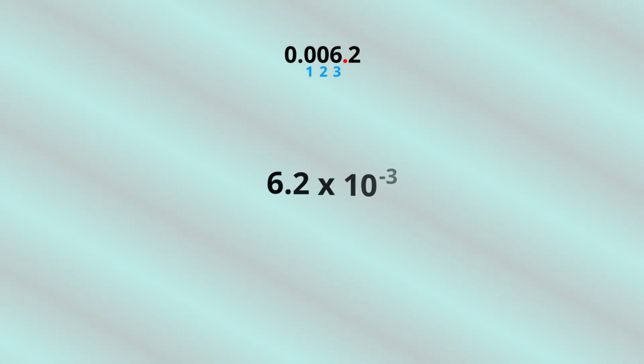Let's do another example. If we have 0.0062, then of course, you're so smart, you know that I've got to have the decimal point after the first non-zero digit, which is the 6, right? So all we have to do is move that decimal point over 1 space, 2 spaces, 3 spaces. So the answer in scientific notation would be 6.2 times 10 to the minus 3.